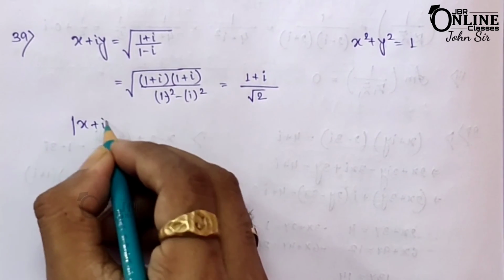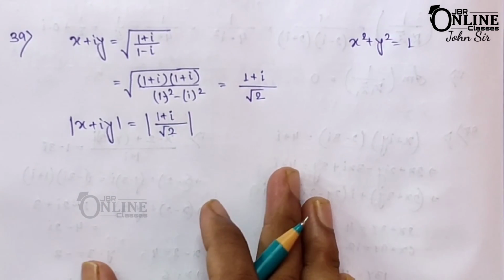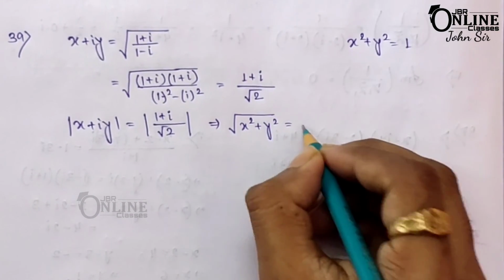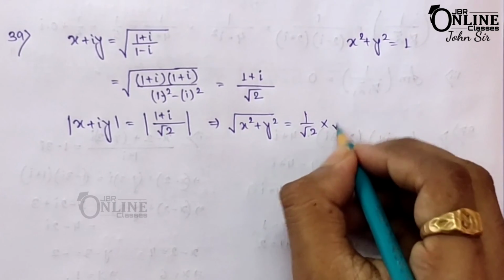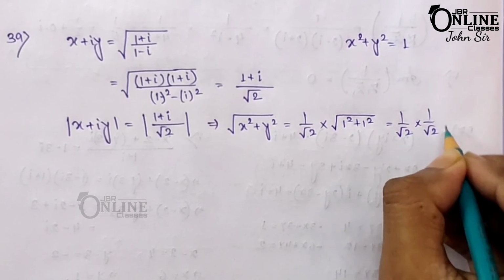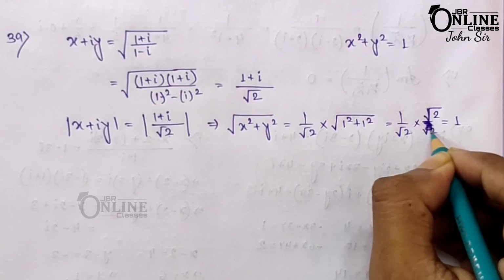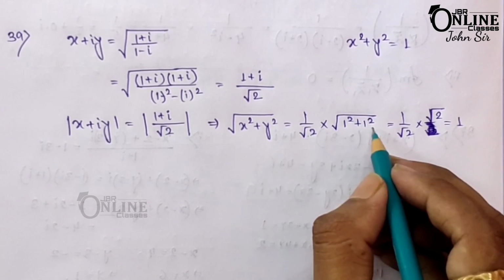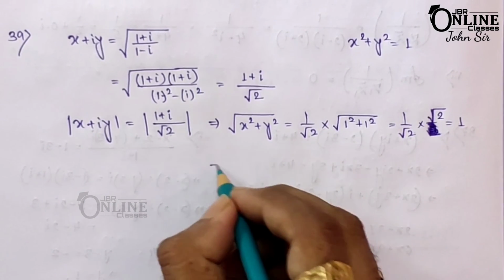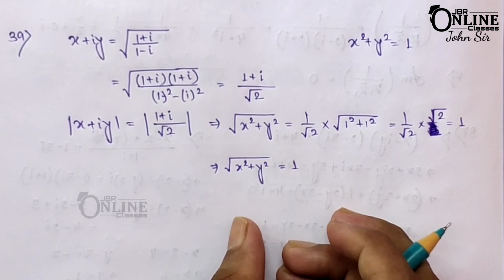Now if you take mod on both sides, then you will get this one, 1 plus i over root 2. So now the left hand side, the mod of this one is root over x square plus y square, and here 1 by root 2, and the mod of this one equals root over 1 square plus 1 square. Extremely sorry, it will be root 2 in the upper one, because here root over 1 square plus 1 square equals only root 2, not 1 by root 2. So now root 2 cancels out, so it will be 1. So that means root over x square plus y square equals 1. It's proved.